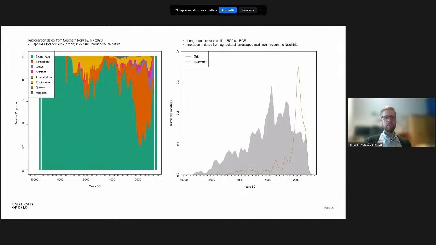Most of these are from the open air forager sites, and we can see here the relative amount of these. The green area is the Stone Age dates from Stone Age sites, and they clearly become less numerous throughout the Neolithic period, while dates from excavations in agricultural areas in Norway increase quite much during the period. So this could reflect the changes in economy as well.